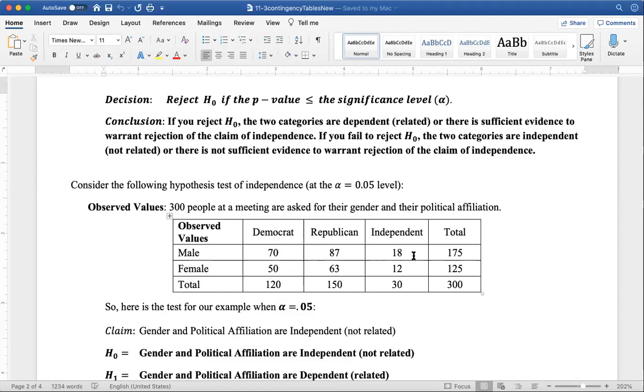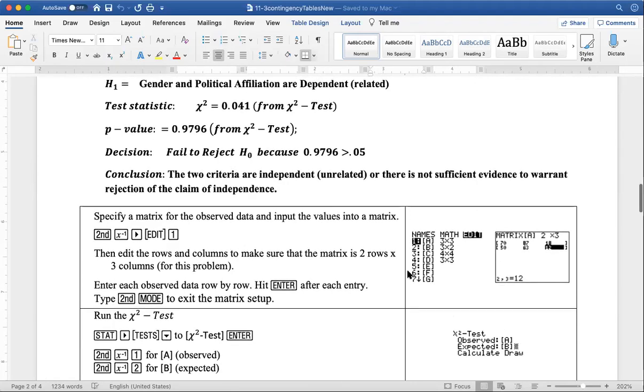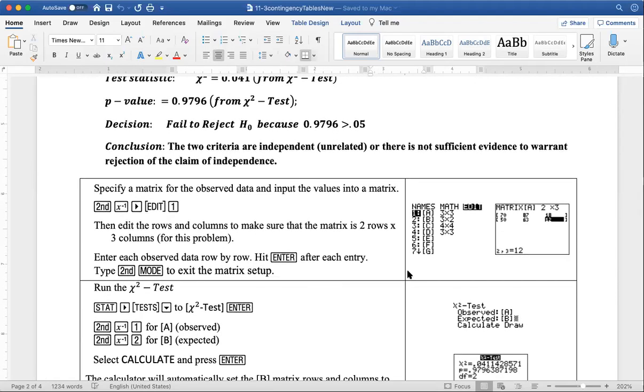We'll put the 87 in, et cetera, up to the 12. Okay. Where does that go? It goes into a matrix. We have not seen matrices before. A matrix or matrices, which is plural. So let's look at how we're going to do that.